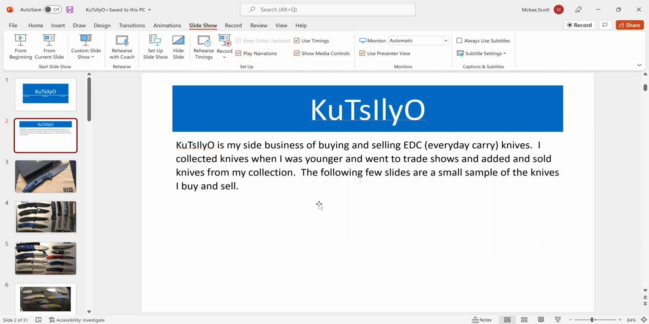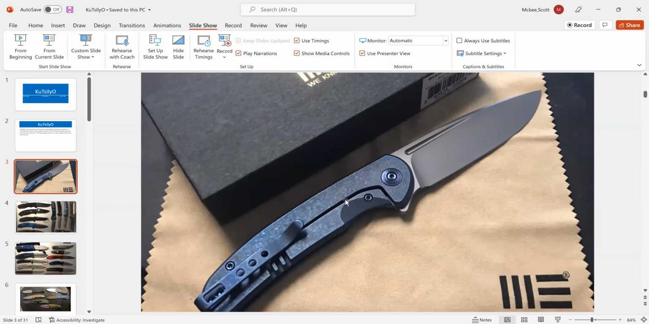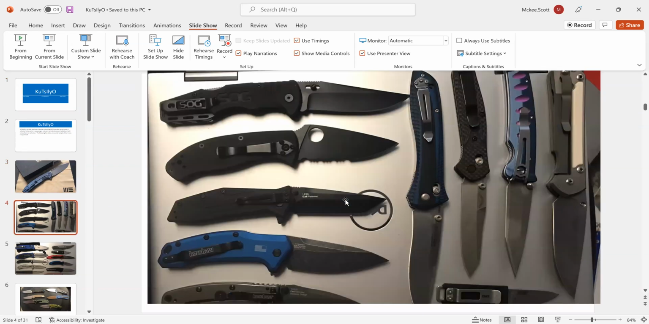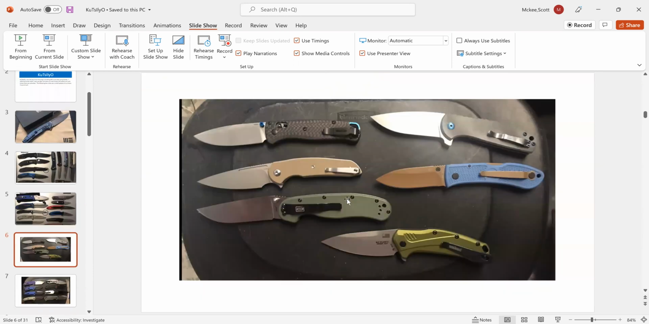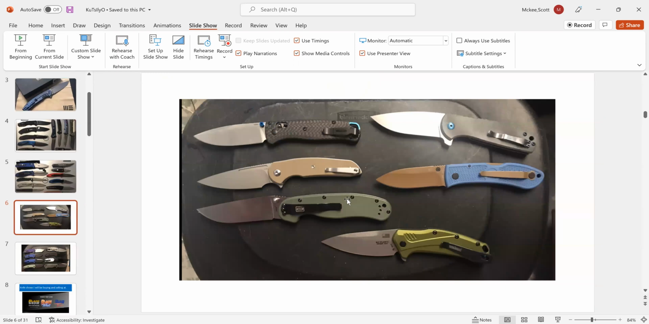The following few slides are a few samples of the knives I have bought and sold recently. If you don't know anything about knives, they probably all look alike, but they're all various different qualities, different steels, a lot of variation. The people I deal with know a lot about the knives, so you don't have to educate them very much. They usually know as much as you do, sometimes even more.